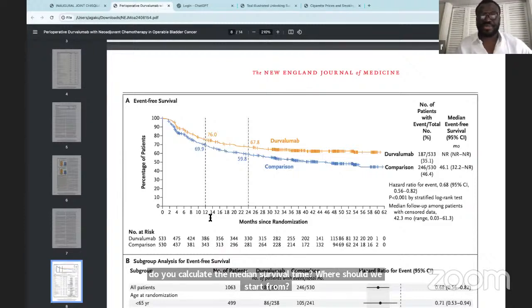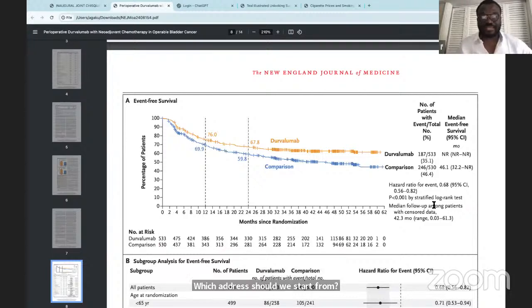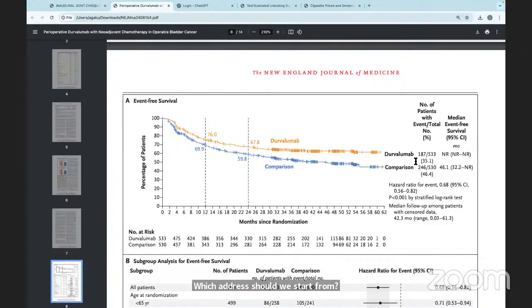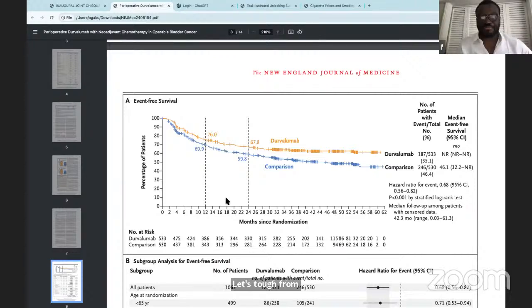Which axis should we start from? Y-axis or X-axis? I think it's the X-axis. We'll start from the Y-axis, because the final answer we're interested in is time.